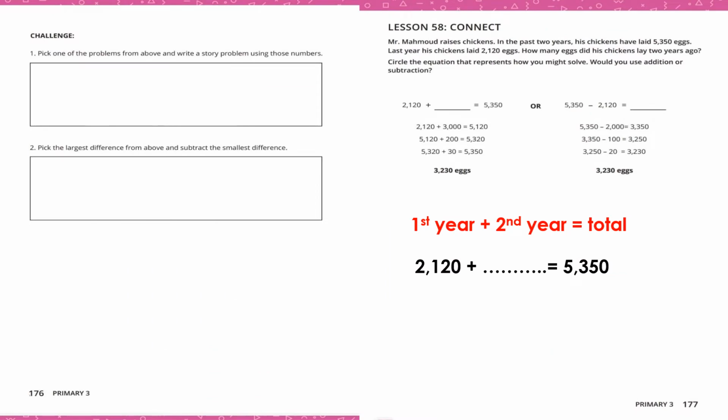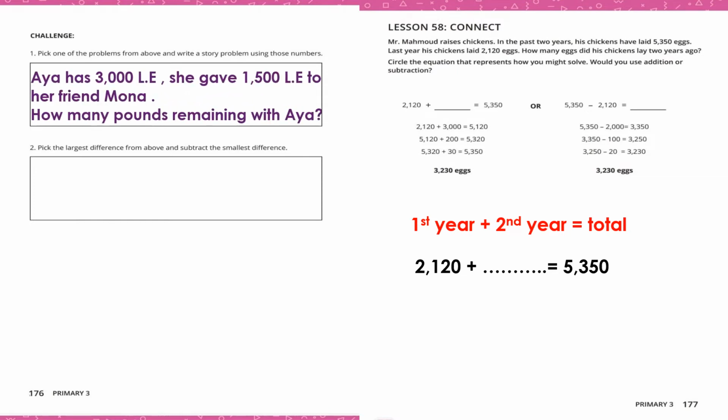Our challenge here, number 1: pick one of the problems from above and write a story problem using those numbers. From the previous page, you can choose any two numbers as you like and write a story problem using them. Here, Aya has 3,000 pounds. She gave 1,500 pounds to her friend Mona. How many pounds remain with Aya?